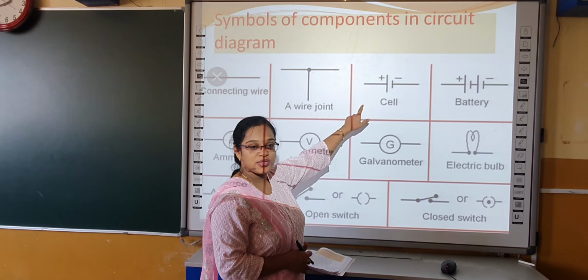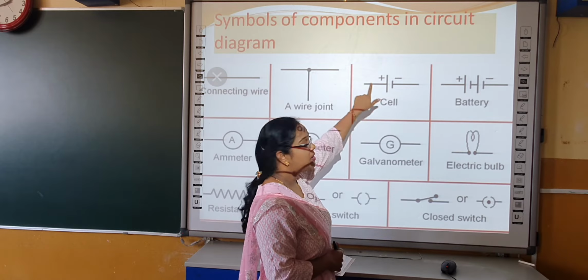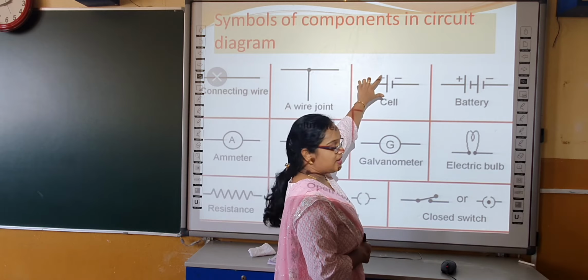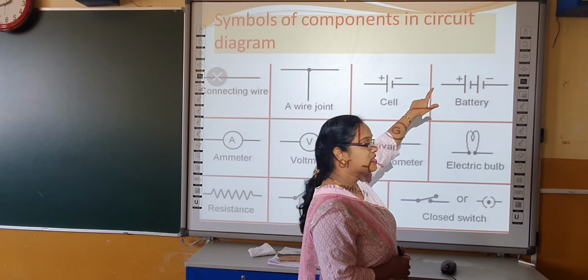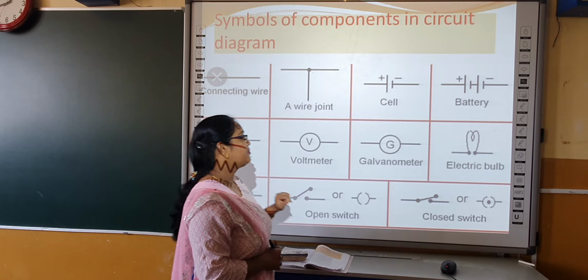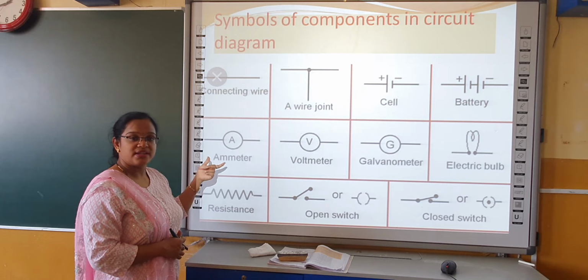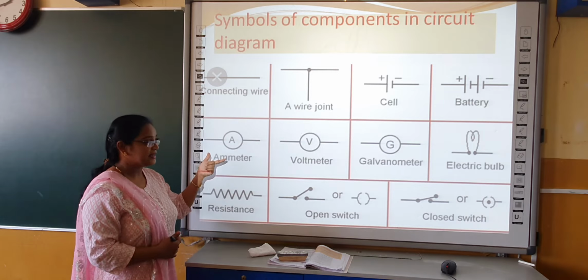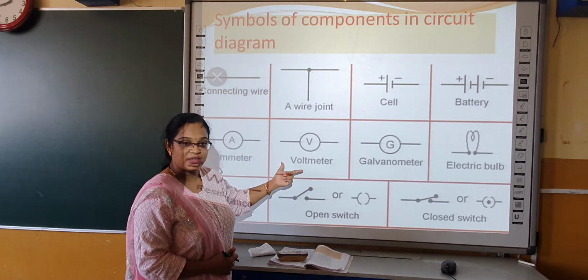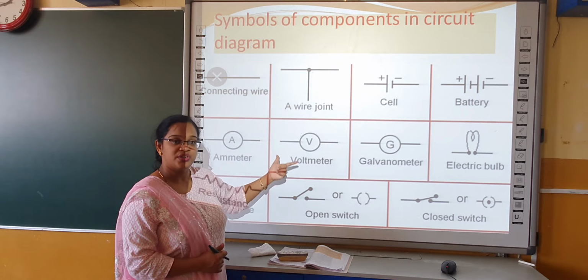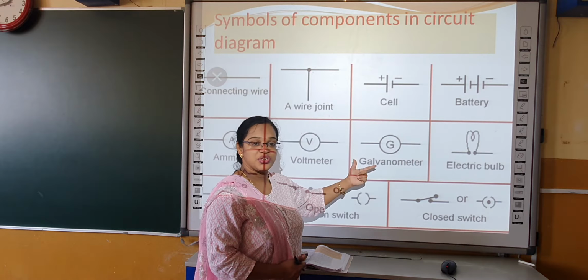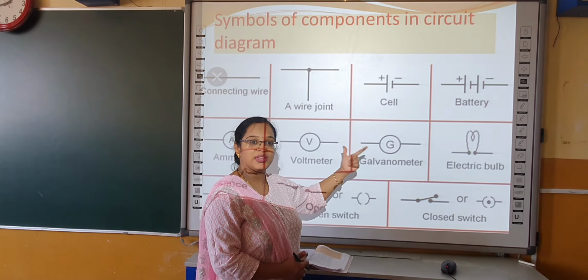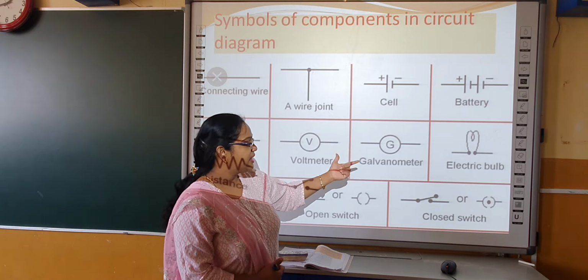Cell, it contains a positive terminal and a negative terminal. The positive terminal should be lengthier than the negative terminal. Battery, a combination of 2 or more cells is called a battery. Then ammeter, an instrument used to measure the electric current. Then voltmeter, an instrument used to measure the potential difference. Galvanometer, it is used to measure the current in a circuit; whether the current is there or not can be found out by the galvanometer.